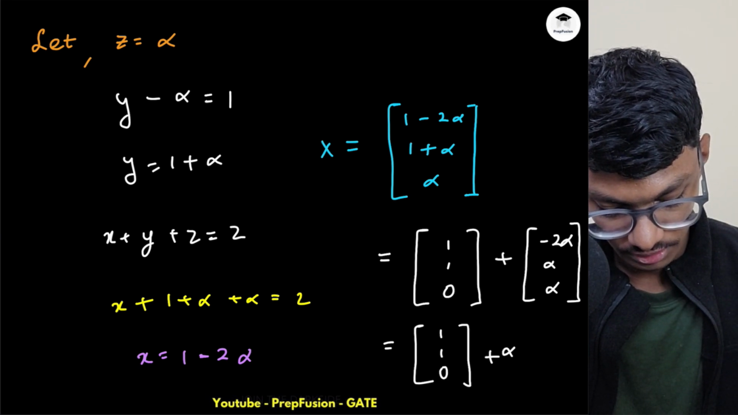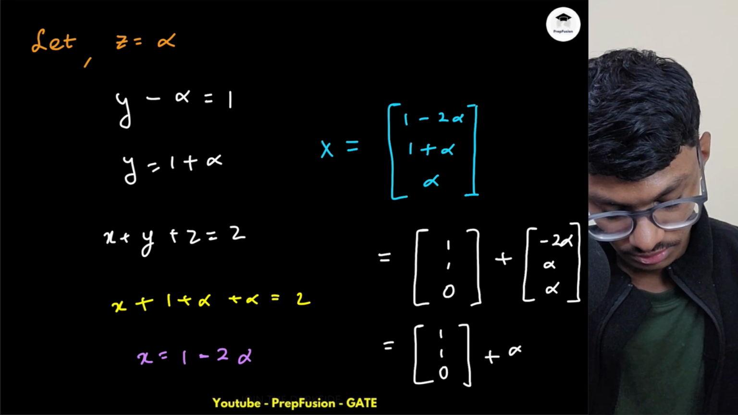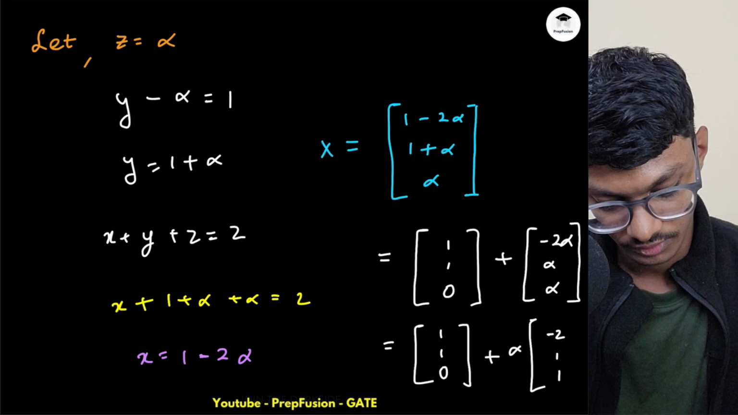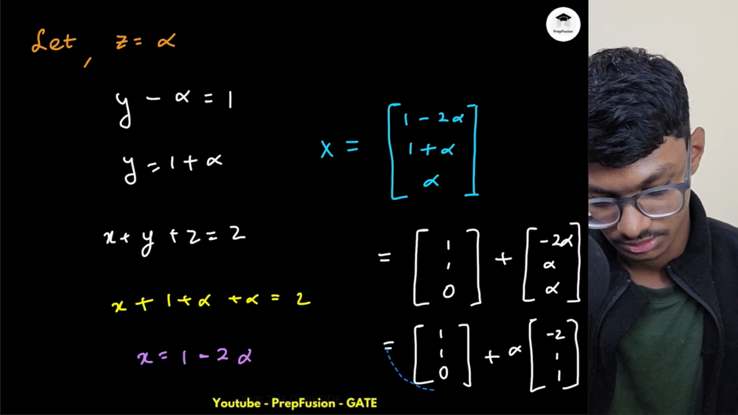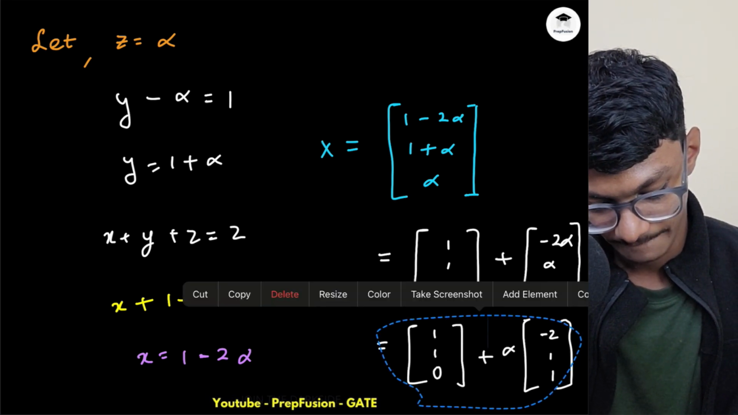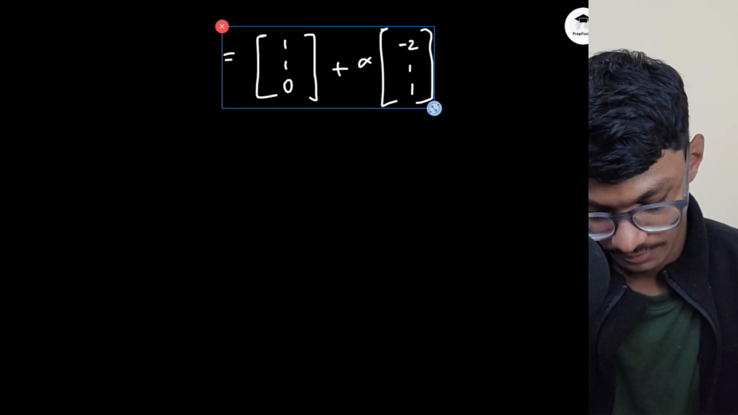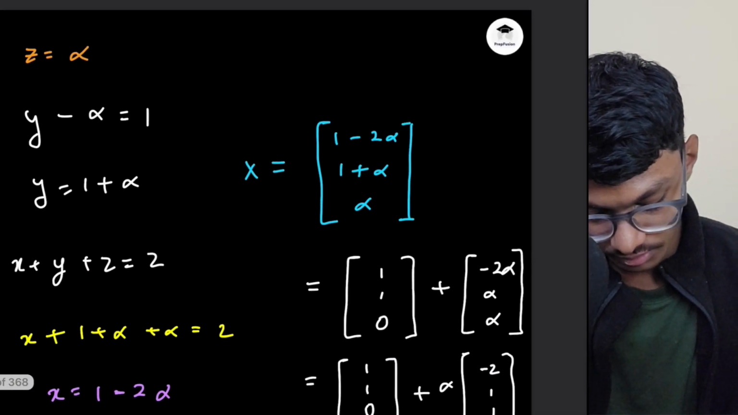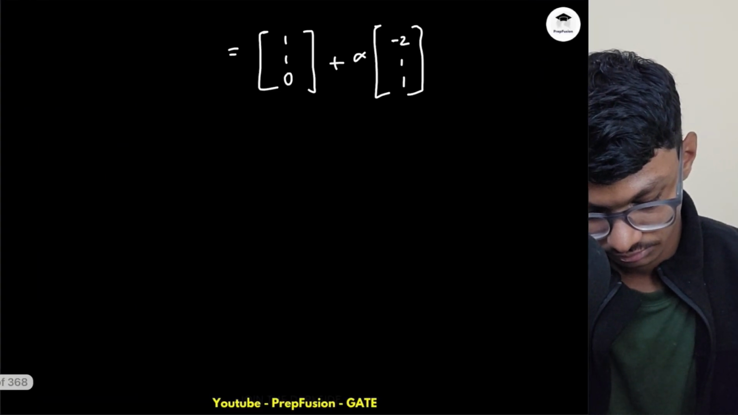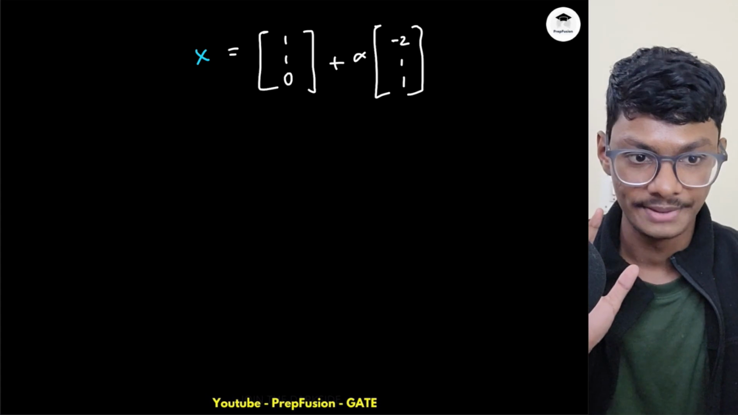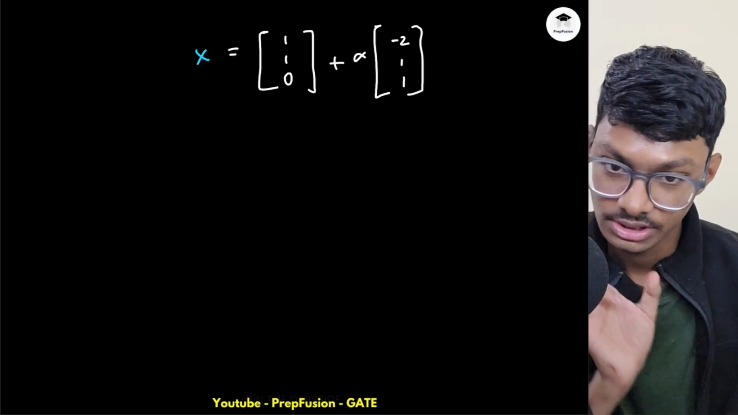This will be alpha times (minus 2, 1, 1). I will just copy this in the next page. Okay? So basically, this is how we can write it.